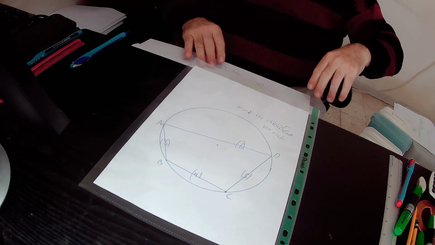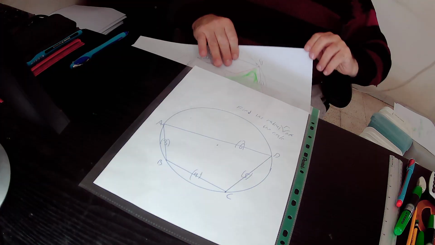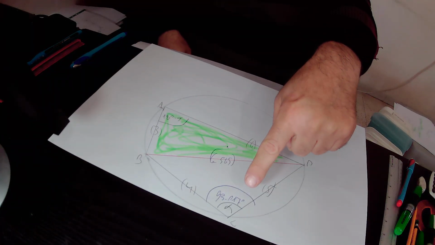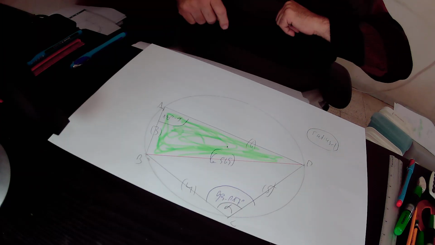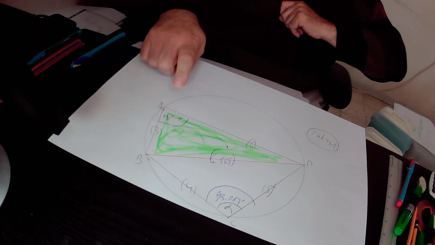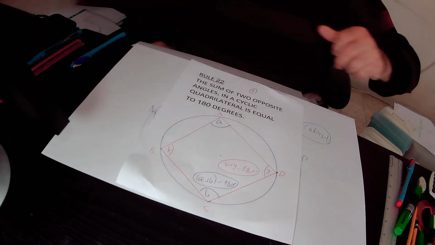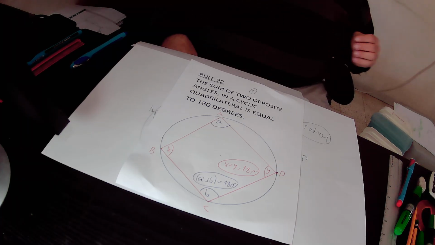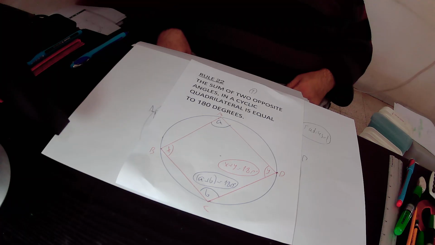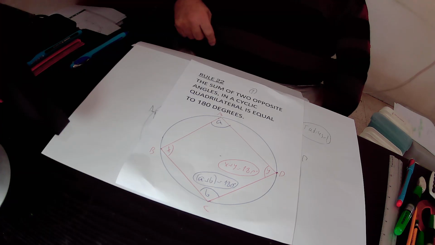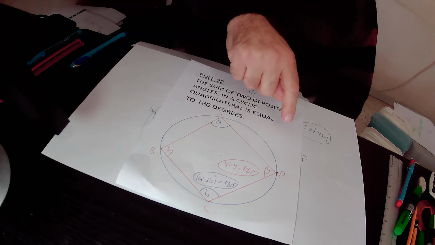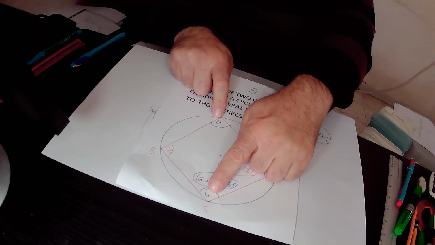So first of all, we define this angle BCD as alpha, therefore the opposite angle must be equal to 180 degrees minus alpha according to rule 22. Repeat quickly on rule 22. According to rule 22, the sum of two opposite angles in a cyclic quadrilateral is equal to 180 degrees. Quadrilateral ABCD is of course a cyclic quadrilateral.